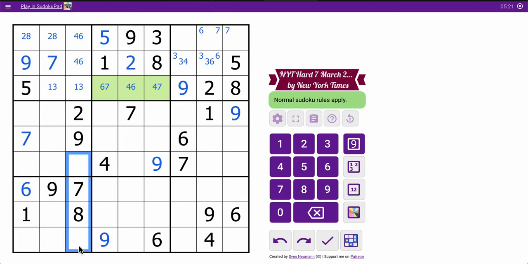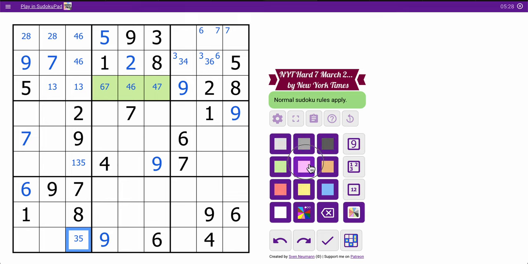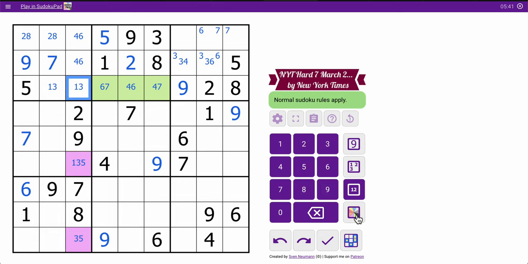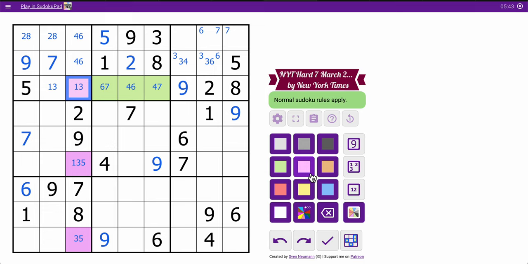Anyway, back to column 3. I've got 1, 3, 5 to fill in. This is not 1. Go back to highlights. Okay.